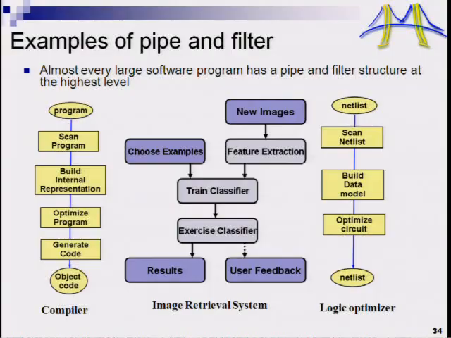So pipe and filter. This is logic optimization, this is an image retrieval system that we built in my group, right? At the highest level, almost all software looks like pipe and filter. But compiler, I think, is the poster child. And compiler is a good example of what I keep meaning to modify in this, because in a compiler, when you build this internal representation, do you pass it like a function parameter to the next stage or something? No, you build a persistent representation.